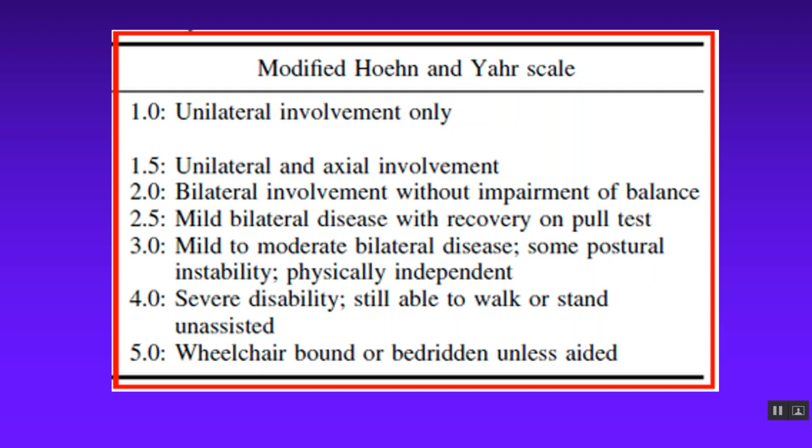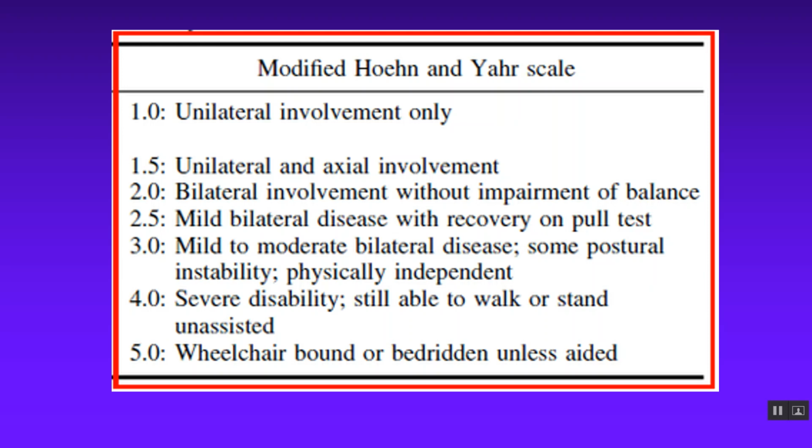At a 2, now they have at least some bilateral involvement, but not really profound impairments in balance. You know, they still have reasonable balance. They're not falling all the time. You could destabilize them. They have fairly normal balance reactions. Now 2.5 is mild bilateral disease. They are still able to recover on a pull test, which is where you pull on their shoulders and they're able to either catch themselves with a step or they're able to kind of just reorient themselves without taking a step.